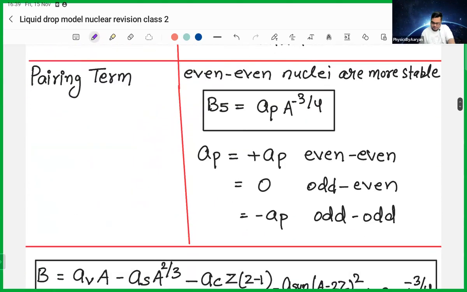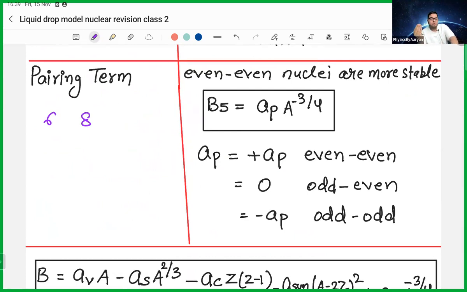Okay. Then comes the last term, which is the pairing term. Now, the pairing term is better explained by the shell model, but it is also given in the liquid drop model, and it basically says that even nuclei, meaning the number of protons is even and the number of neutrons is also even. Even, I'm not saying equal. So maybe the number of protons is 6 and the number of neutrons is 8. They are not equal, but they both are even.